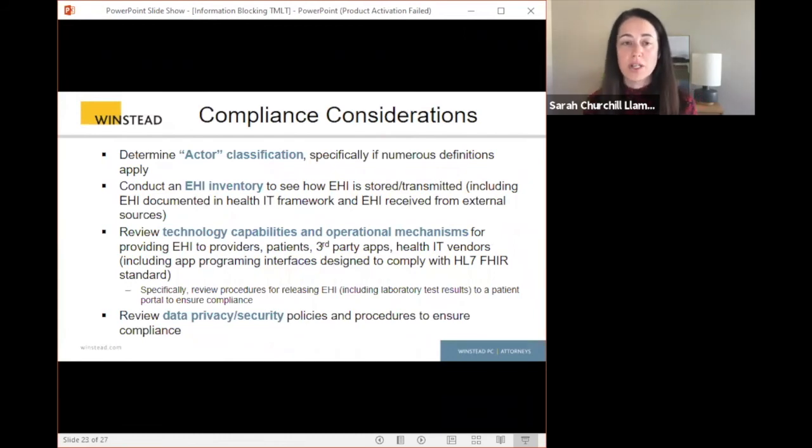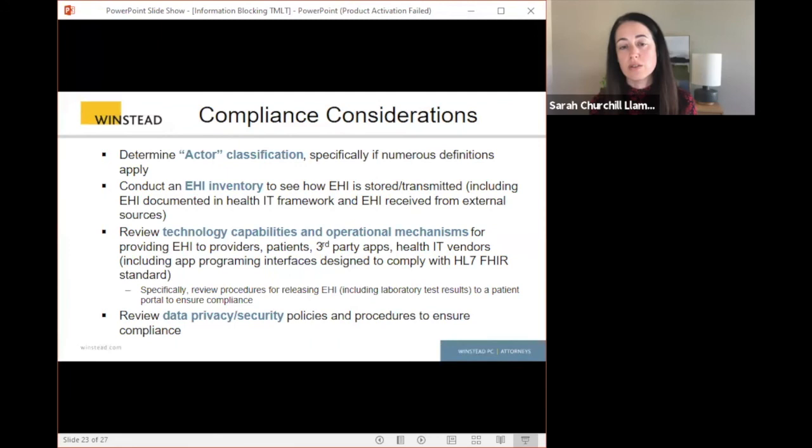So let's spend the rest of the time just talking about compliance considerations. First off, you really want to determine your actor classification, especially understanding whether numerous definitions could apply to you. I think that's a good foundational step. Conduct an EHI inventory and see how it's already being stored and transmitted. Review your technology capabilities and operational mechanisms for providing EHI to providers, to patients, to third-party apps.